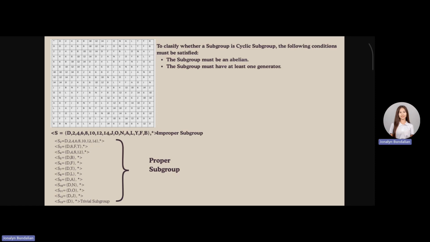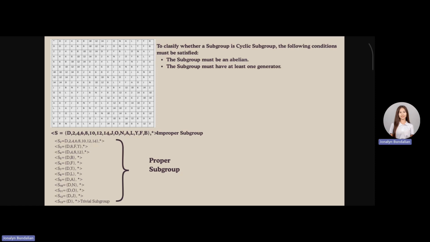Our improper subgroup is S equal to D, 2, 4, 6, 8, 10, 12, 14, J, O, A, L, Y, F, and B. And our proper subgroups are S sub 2 equal to D, 2, 4, 6, 8, 10, 12, 14. S sub 3 is equal to D, 8, F, Y. S sub 4 is equal to D, 4, 8, 12. S sub 5 is equal to D, B.